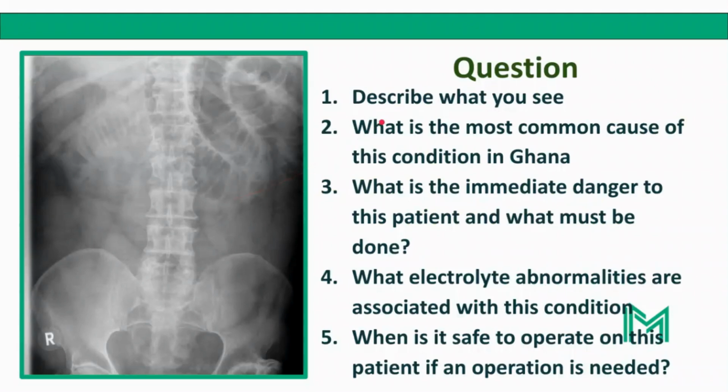Now, this question asks us to describe what we see. So we are looking at the image and asked to describe what we see. We are asked what is the most common cause of this condition in Ghana? What is the immediate danger to this patient and what must be done? We are also asked what electrolyte abnormalities are associated with this condition and when is it safe to operate on the patient if an operation is needed.